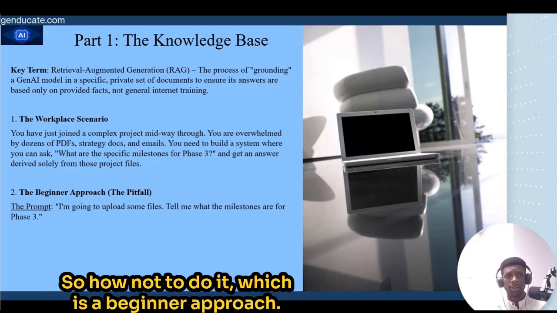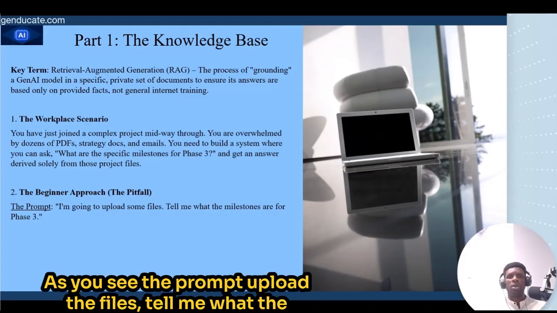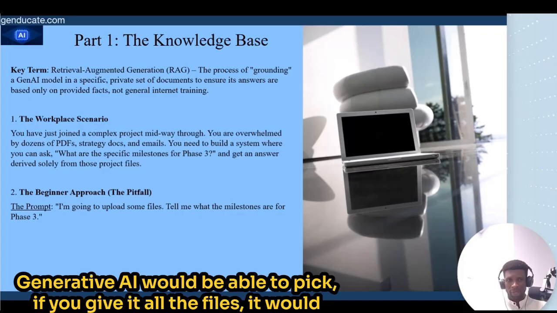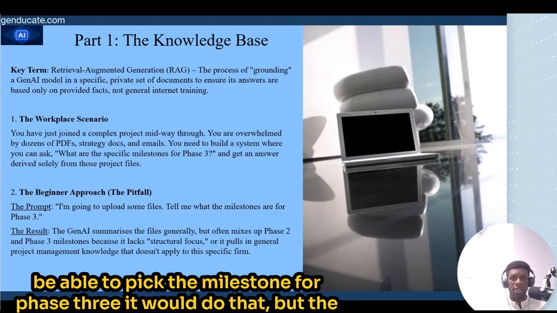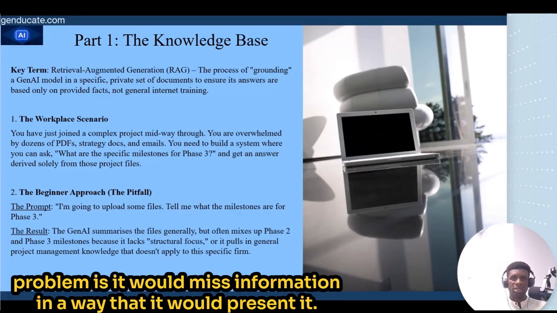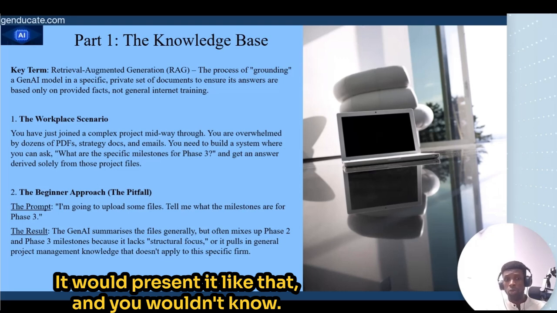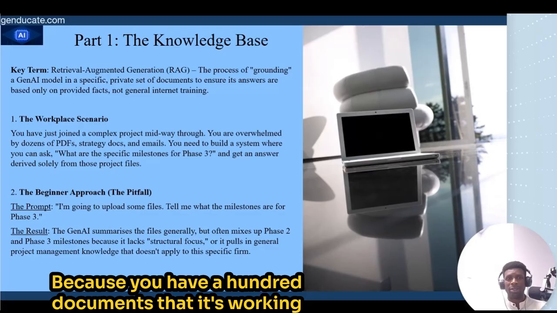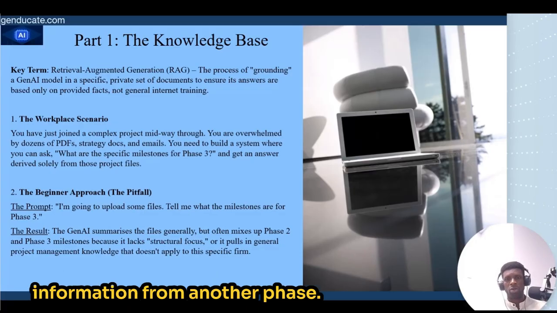So, how not to do it, which is a beginner approach. As you see in the prompt: upload the files, tell me what the milestones are for phase 3. If you give it all the files, generative AI would be able to pick out the milestones for phase 3. It would do that. But the problem is that it would miss information while presenting it as the specific phase 3 milestones you're looking for, and you wouldn't know. This is where it becomes a problem. You wouldn't know because you have 100 documents it's working with. You probably wouldn't know how it has mixed in information from another phase.